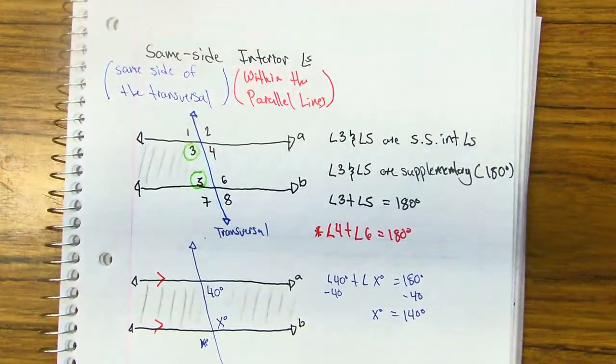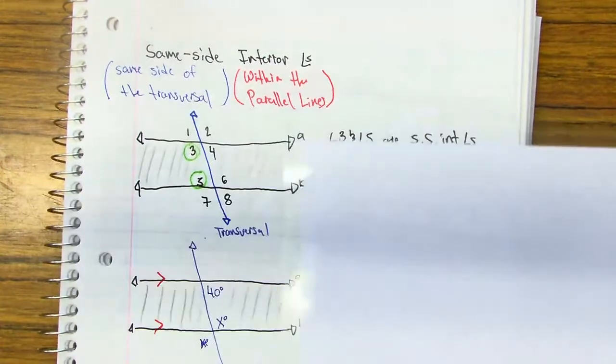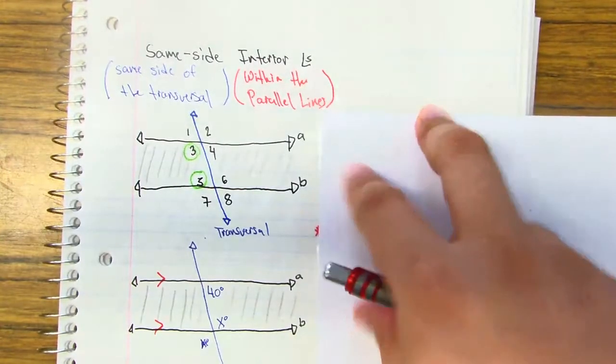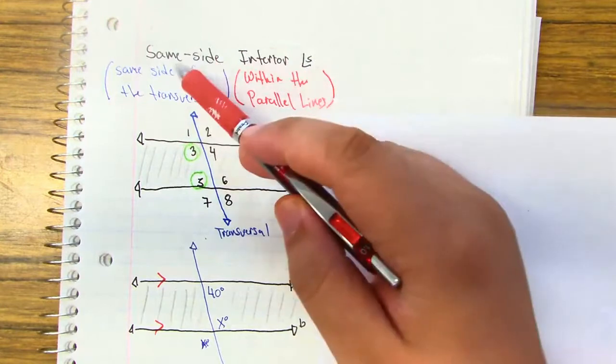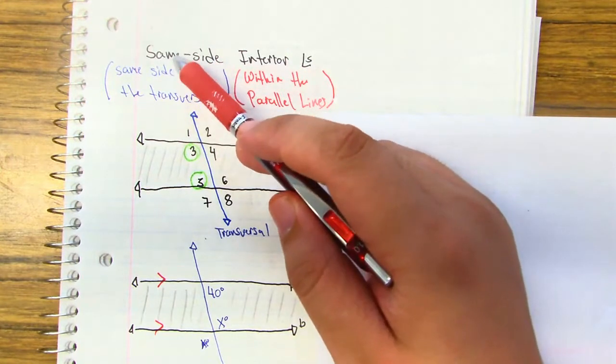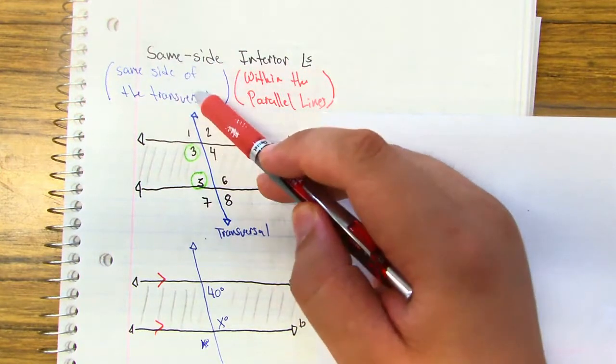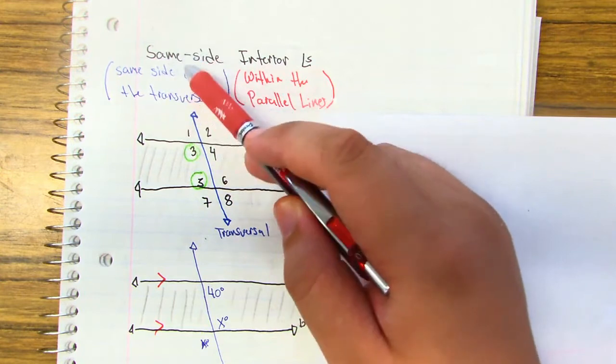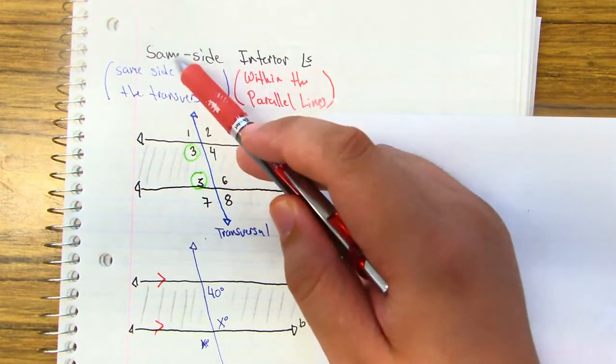Next one is same side interior angles. What are same side interior angles, you ask? Same side interior angles are angles that are on the same side of the transversal. The last one was alternating, which is opposite sides. Now we're going to focus on same side of the transversal.